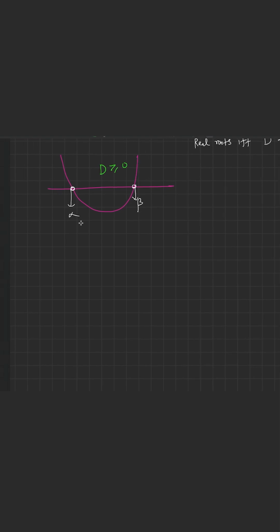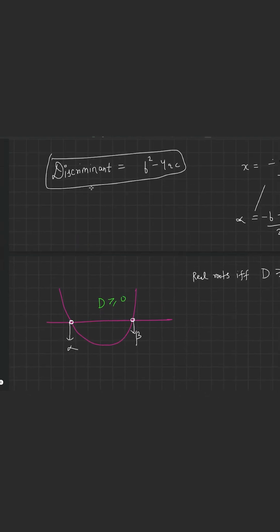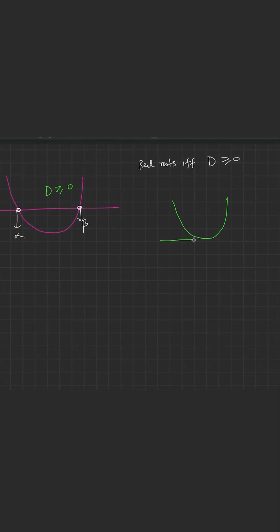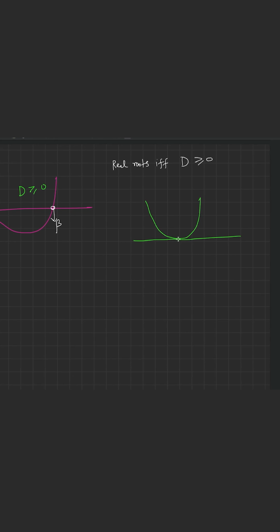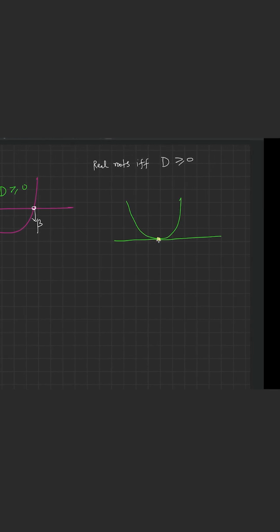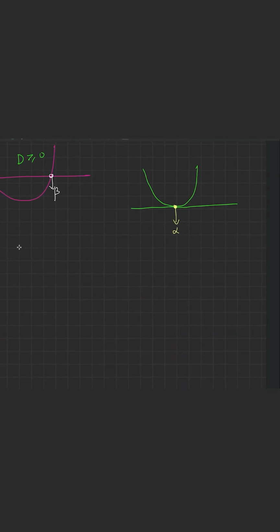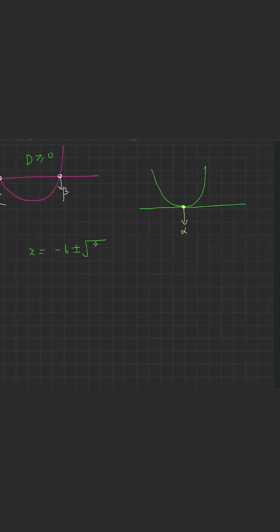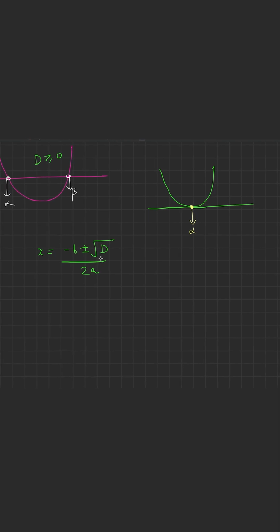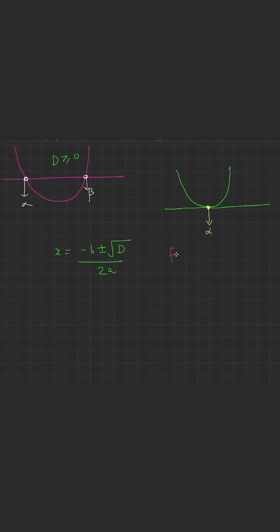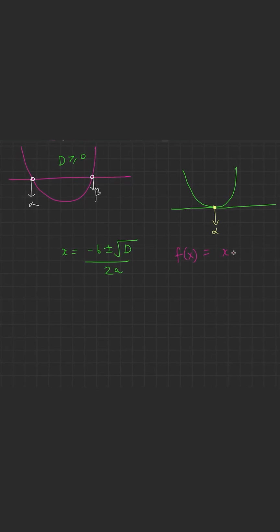Here d is greater than or equal to 0. We're not talking about a right now. A is the coefficient of x square. So what if your graph is like this? If your graph is like this, it is touching at only one point. This is your alpha. If it is touching at only one point, this means x is equal to minus b plus minus under root d over 2a. This means your quadratic equation or quadratic function is x minus alpha whole square. It is a perfect square.